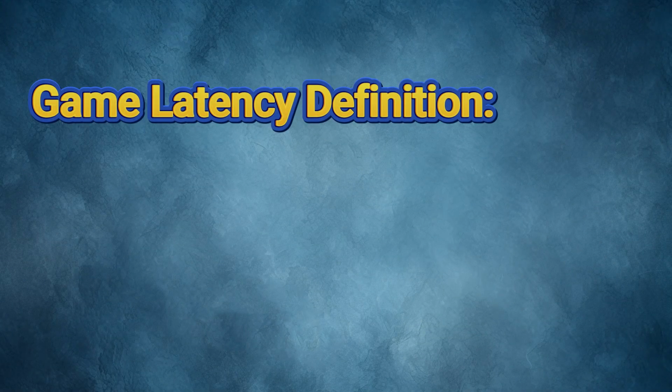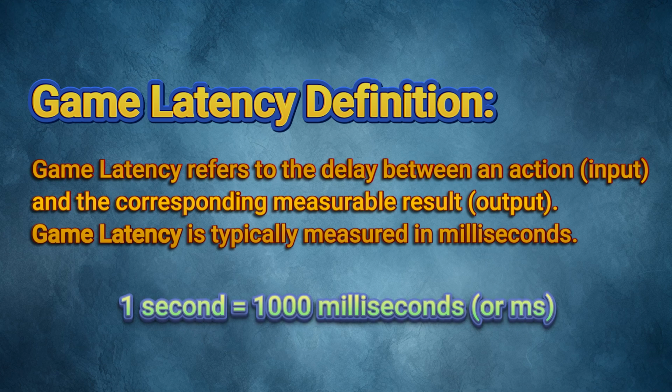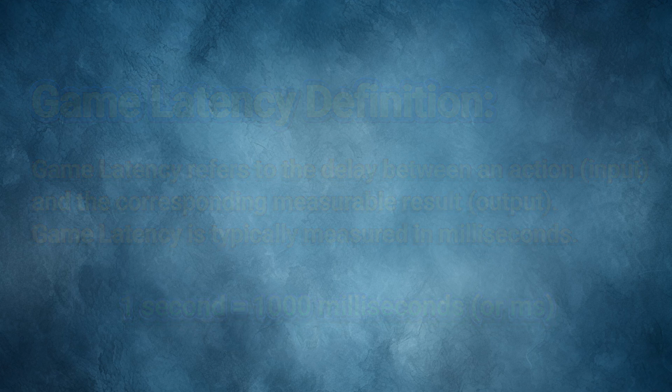Before we continue, it's important to understand what exactly is game latency and how is it measured. Game latency, also referred to as lag, is the delay between an action, such as the press of a flipper button, and the amount of time elapsed when a corresponding measurable output results. 1 second is equal to 1000 milliseconds, or ms.